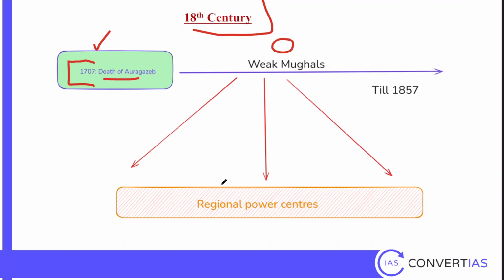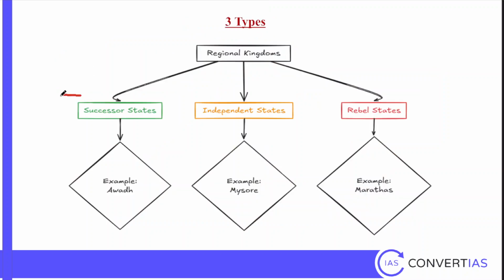These polities can be called regional power centers. One such state is the successor state. We have a separate video about this. Examples of this are states like Awadh. These were former Mughal governors who later became independent. Then you have independent states which have nothing to do with the Mughals. They never accepted the Mughal sovereignty. Neither are they supporting the Mughals nor are they challenging the Mughals. For example, the Mysore state. You have Tipu Sultan and Hyder Ali deep in the south, and they don't have any relation with the Mughals as such.